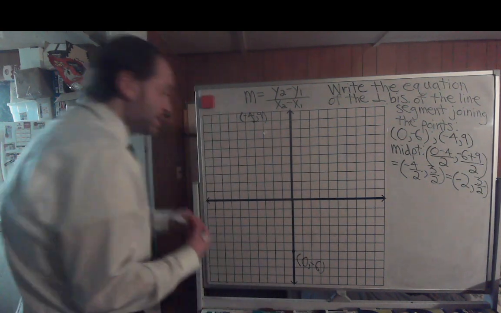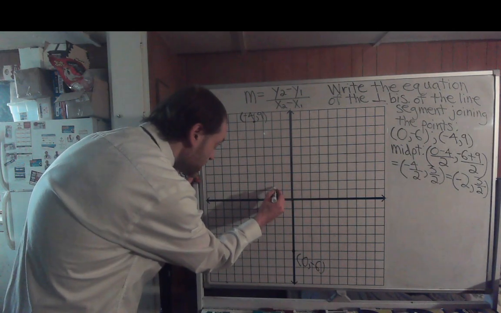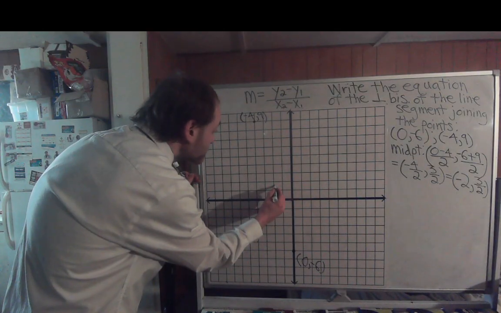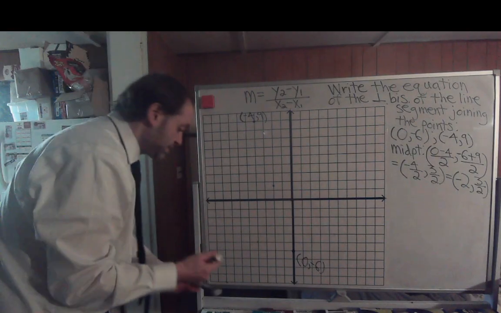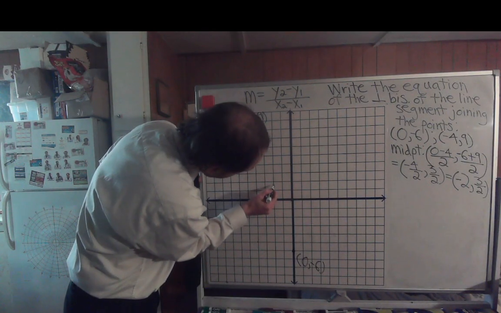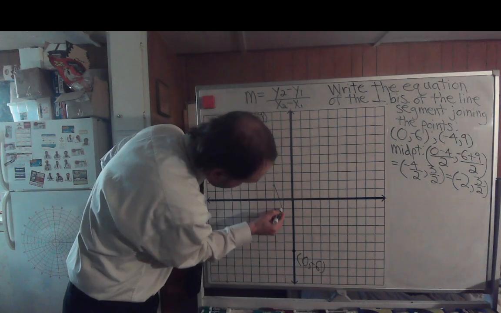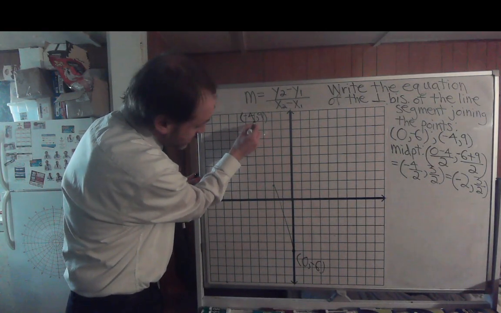So why don't I go ahead and plot that? So there's the midpoint of that line segment. That's where the perpendicular bisector is going to be. I'm going to draw this the best I can, all right?